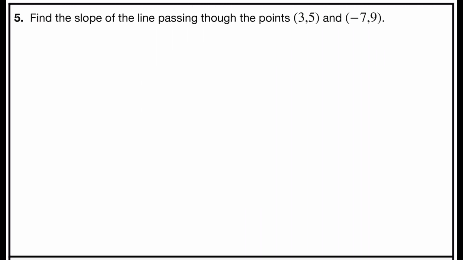Problem number 5 says find the slope of the line passing through the points (3, 5) and (-7, 9). So I'm going to write down my formula. Slope is equal to second y minus first y, or y sub 2 minus y sub 1, over second x minus first x, or x sub 2 minus x sub 1. And then, like I've done in the other problems, I'm going to substitute.